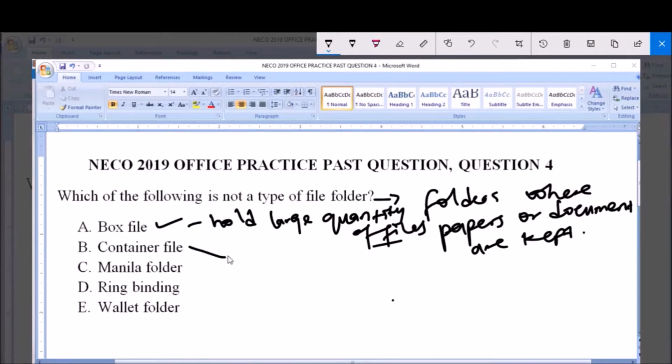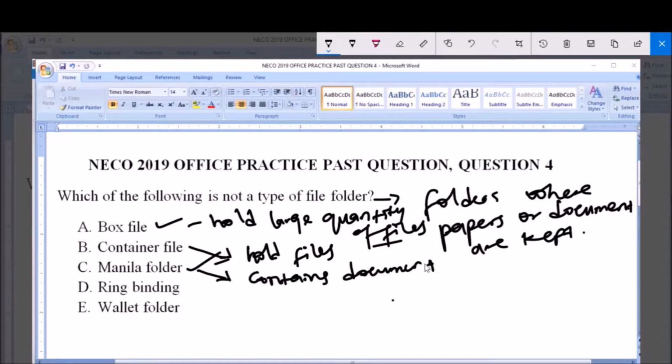B says container file. Container file is also a type of file folder, also used to hold files, that's documents. C says Manila folder. Manila folder also is a type of file folder that contains documents.